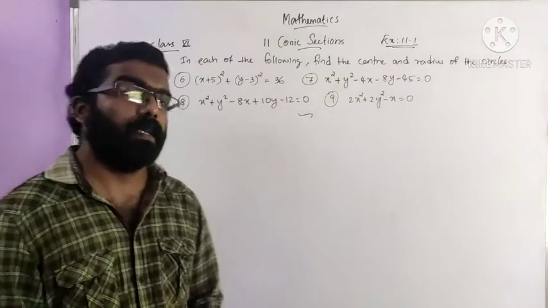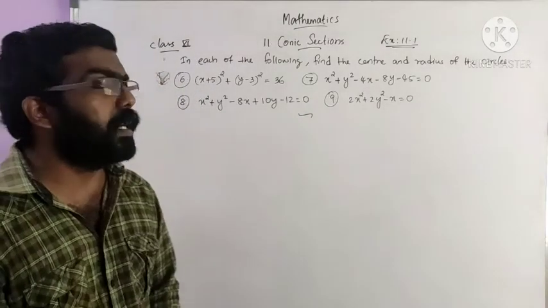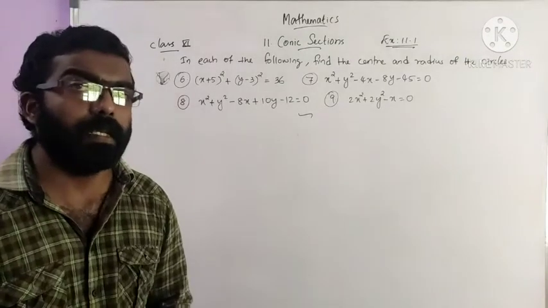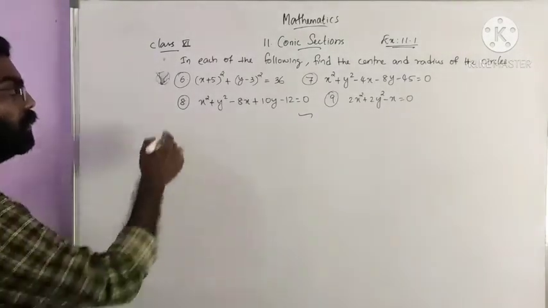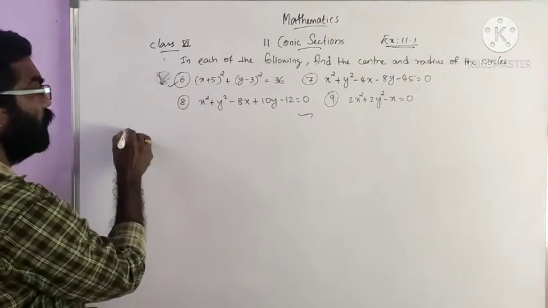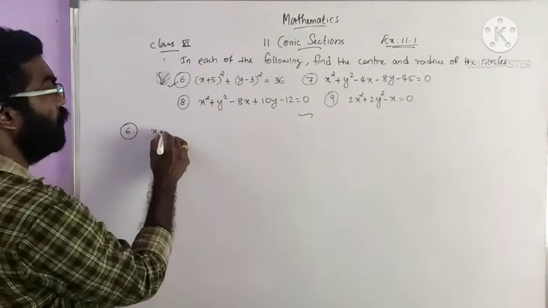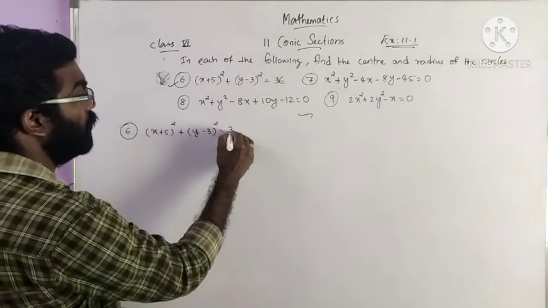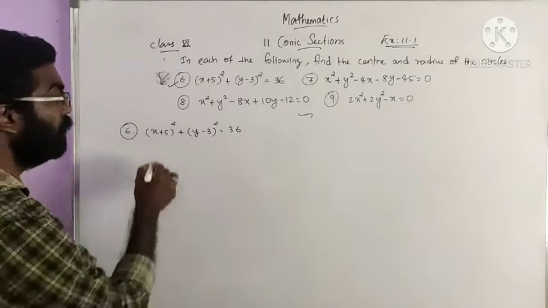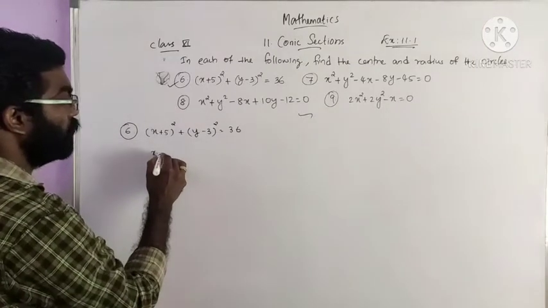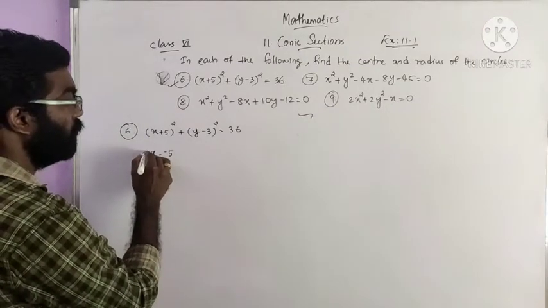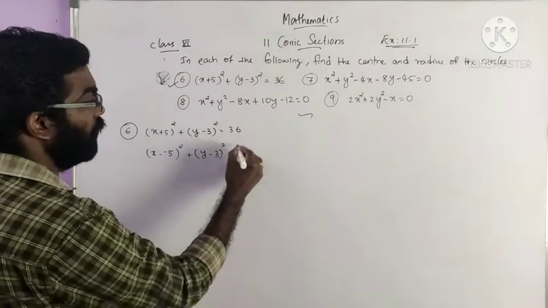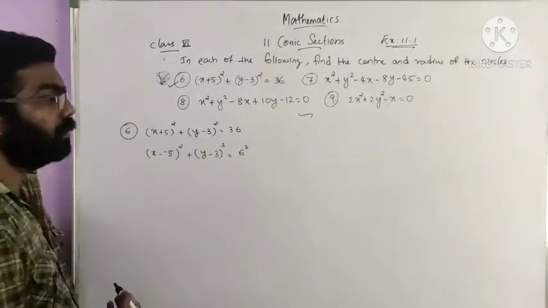Here the next question is, in each of the following find the center and radius of the circle. So equation is given, we have to find the center and radius. Let us take the first one, question number 6. X plus 5 the whole square plus y minus 3 the whole square equal to 36. It's very simple. We can write x plus 5 as x minus minus 5 the whole square, then plus y minus 3 the whole square equal to 36 is 6 square.